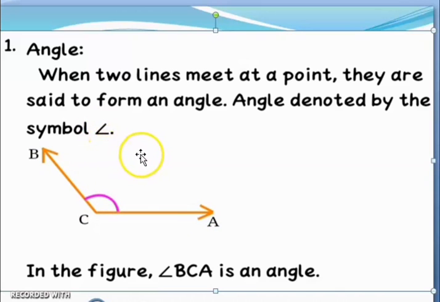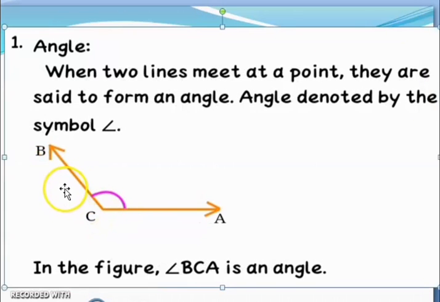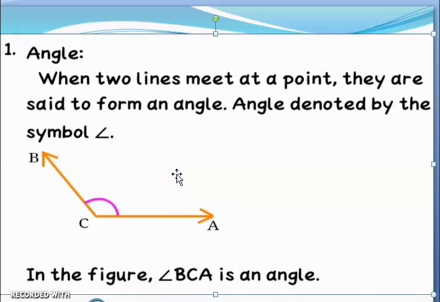So when we have to name an angle, we should name it just like we will name this angle BCA or ACB. Why can we not name it as CAB or CBA? Because we should keep in mind one thing, that while naming an angle, the vertex should always come in the middle. So here this is angle BCA or ACB. That is, point C, the vertex of the angle, should come in the middle.